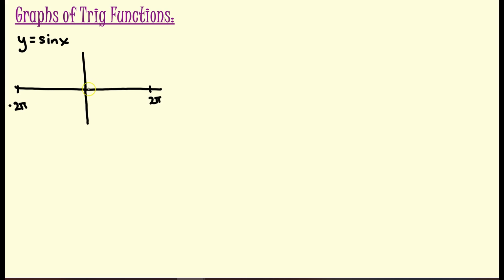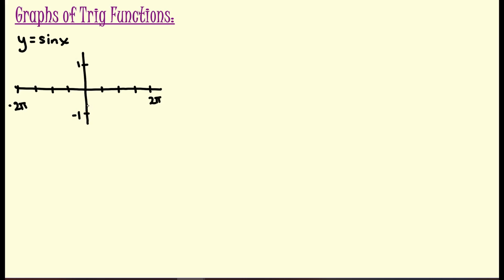I'm going to split the interval from 0 to 2 pi in half, and then split each half in half, making 4 different parts. And then I'm going to do the same thing on the other side, split it in half, and then each half gets split in half. On the y-axis, I'm going to go up to 1 and down to negative 1.